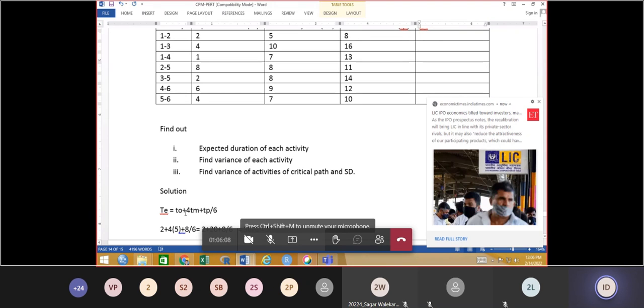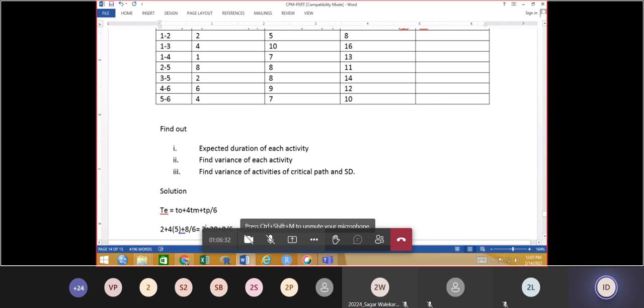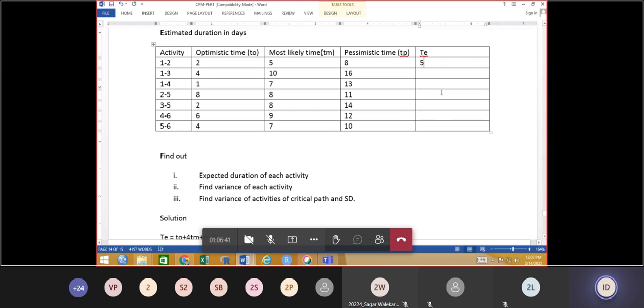Optimistic time, what is optimistic time? 2. Right? Plus 4 times Tm, what is Tm? It is 5. Right? Plus TP, that is 8. So this divided by 6: 2 plus 20 plus 8 divided by 6 is equal to 30 divided by 6, which is equal to 5. Have you understood? This is the TE.